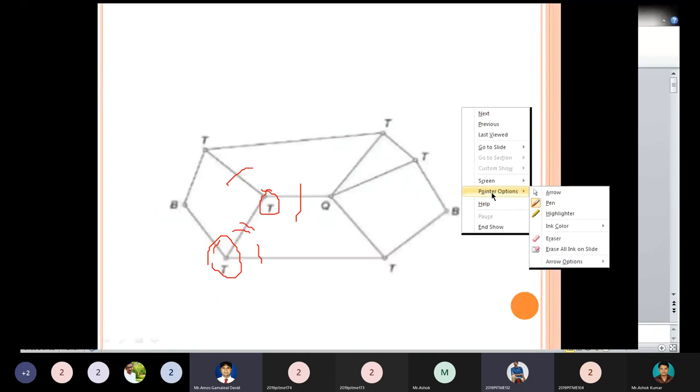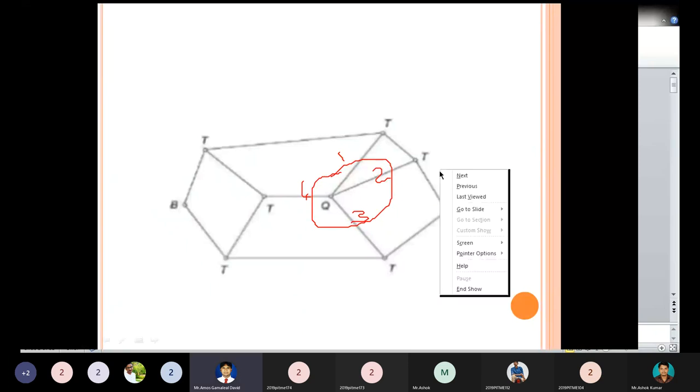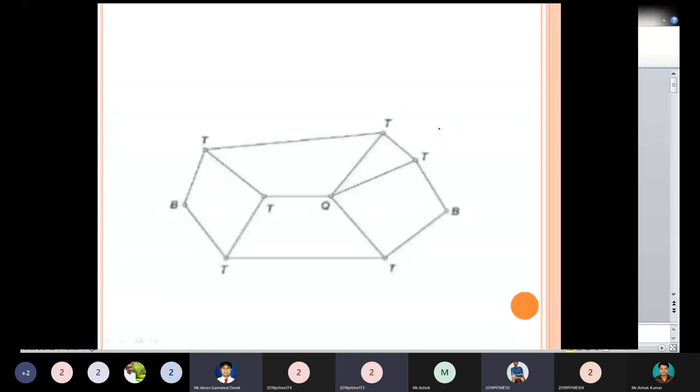Now look at this quaternary joint. Can you see a quaternary joint here? Tell me, how many are there? 1, 2, 3, and 4. Do you guys understand? So four links are joining at this point to form a quaternary joint. Got it? Can someone respond?